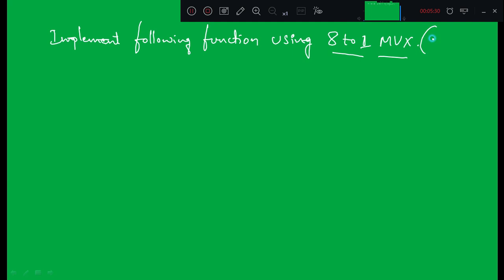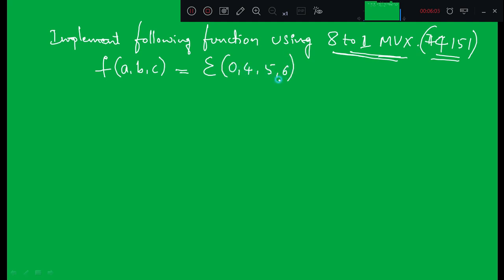Inside the bracket I will write 74151, which is an 8:1 mux. Sometimes they will not mention which kind of mux you have to use, it is left to you. And sometimes they will write only the IC number, and from that IC number you have to identify which mux you have to use, either an 8:1 mux or a 4:1 mux. The given function is f(a,b,c) equal to summation of 0, 4, 5, 6.